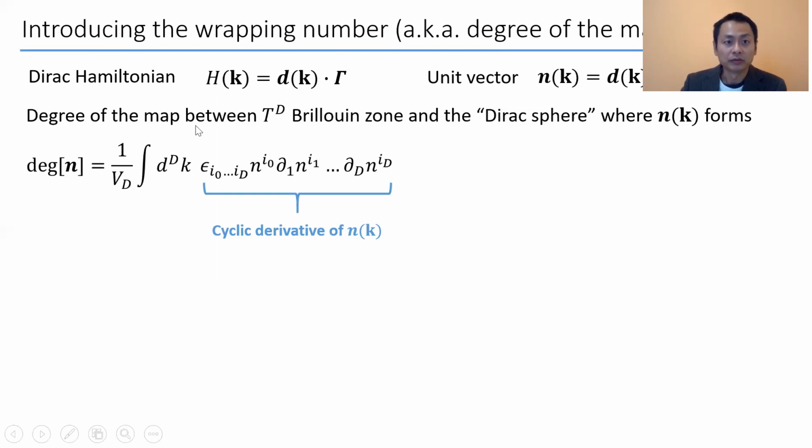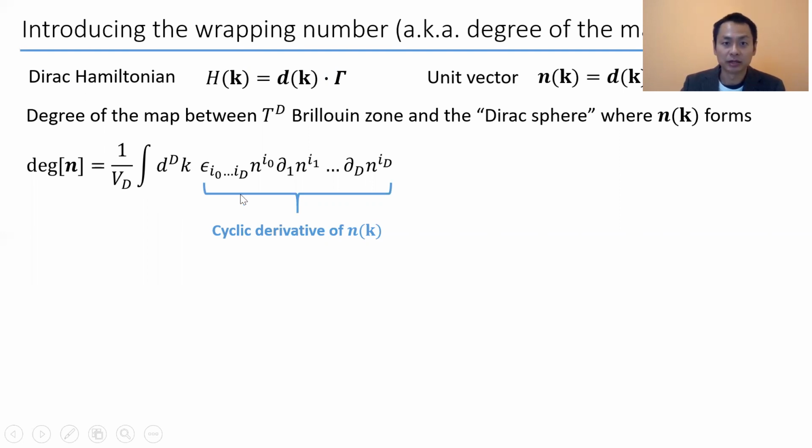And then the degree of the map between the Brillouin zone, which is a d-dimensional torus, and the Dirac sphere that is formed by shrinking all these n vectors into one point, is given by this. It is nothing but the cyclic derivative of this n of k, in a way very similar to how you calculate topology from a surface normal of the sphere I was showing you earlier. Now, the claim is that this degree of the map is the universal and single topological invariant for Dirac models in any dimension and symmetry class.